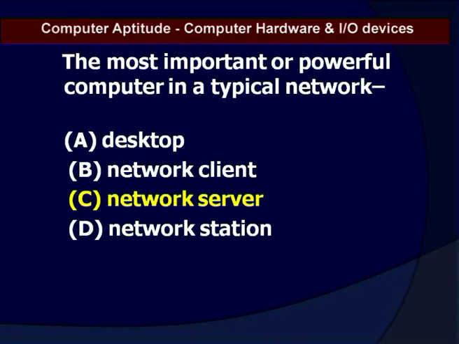Next question: the most important, powerful computer in a typical network is the network server. Networks come in different types, that is WAN, LAN and MAN. Next, the primary purpose of software is to turn data into information. Software is prepared to turn data into a particular application. That is called the primary purpose of software.